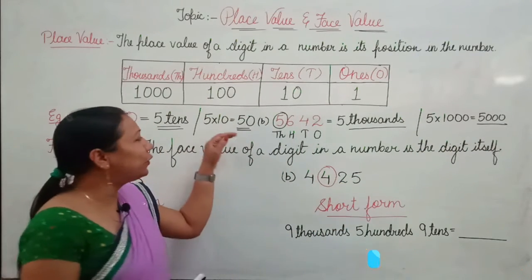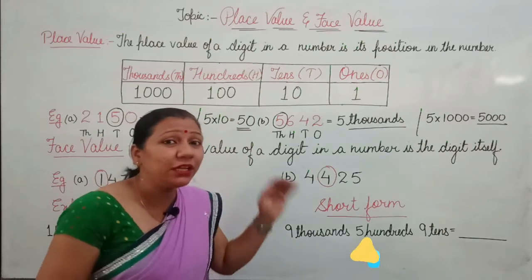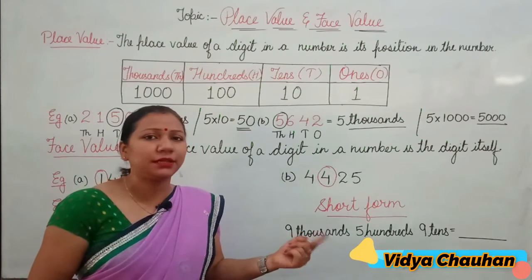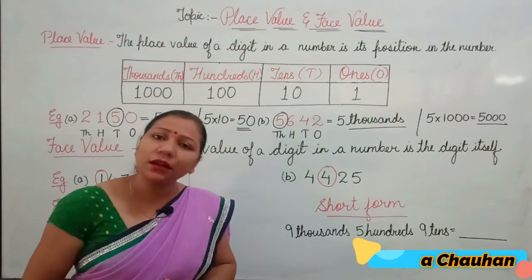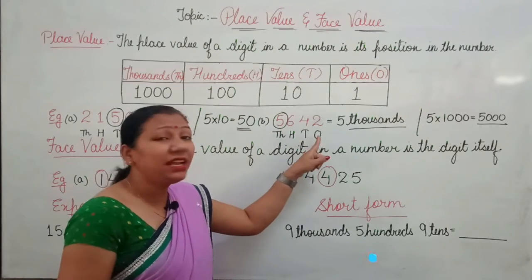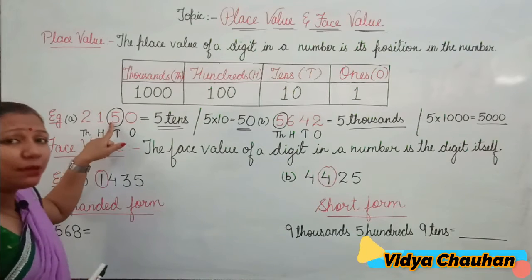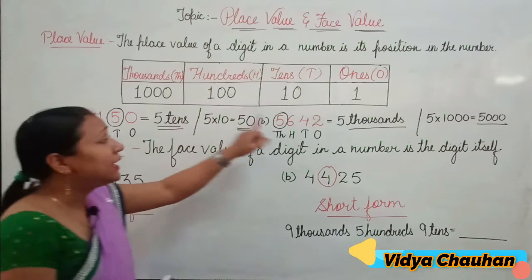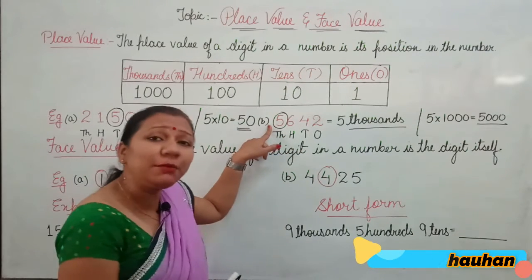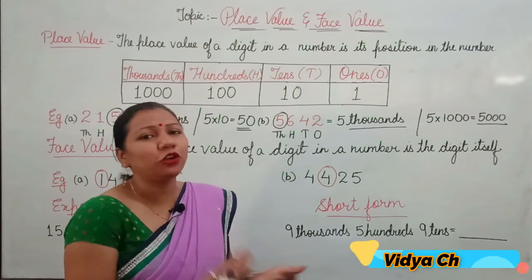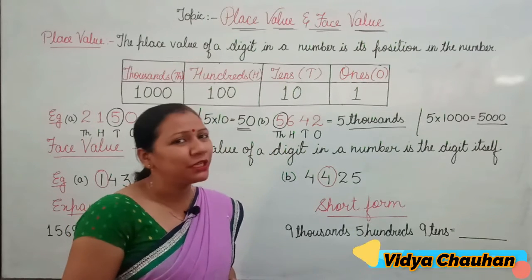Right students? So I hope you have understood the concept of place value. Place value of any digit is the position of the digit in a particular number. The position may change. Like you can see in the first number the position of the same digit 5 was tens place, and in the second number the position of the same digit 5 is thousand place. So basically the position is changing, automatically its place value will also change.